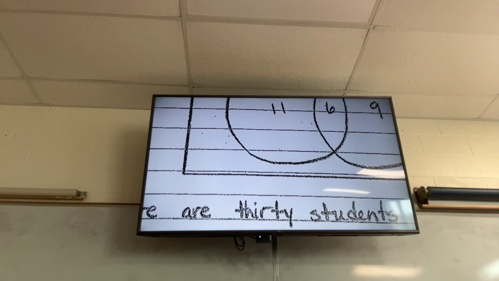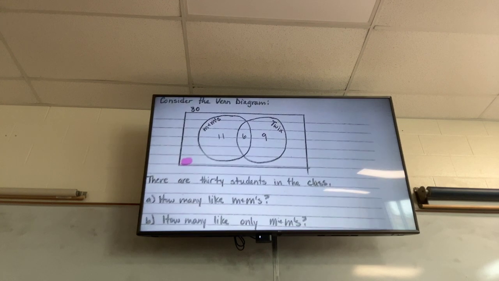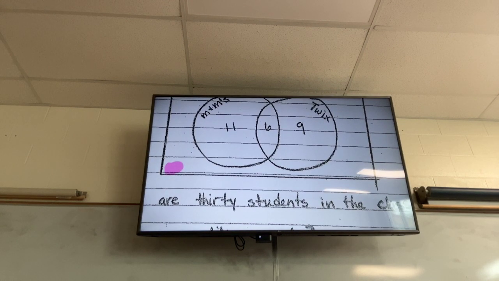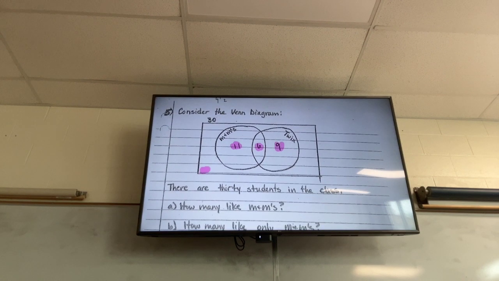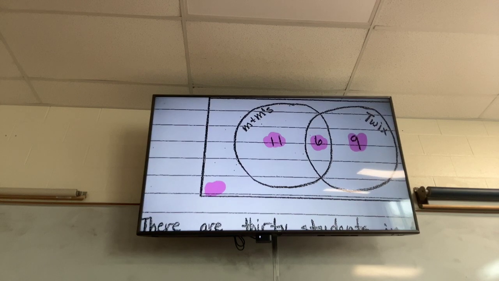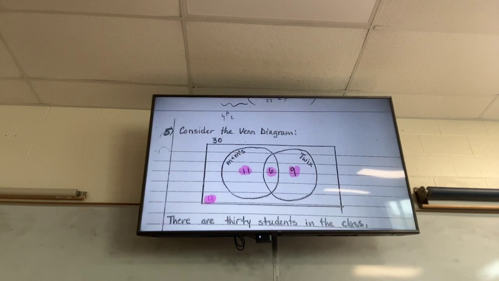What I'm going to write here in the corner of the inside of my box is the number who like neither, okay? All 4 of the categories in pink need to add up to 30, right? So what's that number that I should put in the bottom left corner? 4. Yeah, good job. 11 plus 9, yeah, 4. So there's 4 students who like neither. They just hate the world, okay?